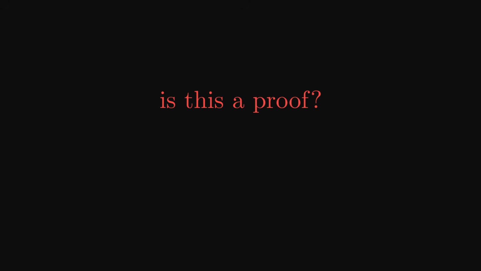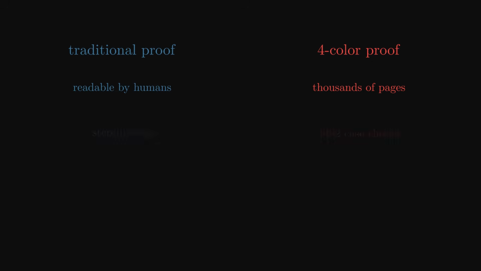A proof, traditionally, is a sequence of logical steps that can be checked by a human. You read the proof, you verify each step, you agree or you don't. Appel and Haken's proof was thousands of pages long and required a computer to execute. No human had ever, or could ever, manually verify the case-by-case checks of all 1,482 configurations. The proof's correctness depended on the correctness of the computer programs and the underlying hardware.